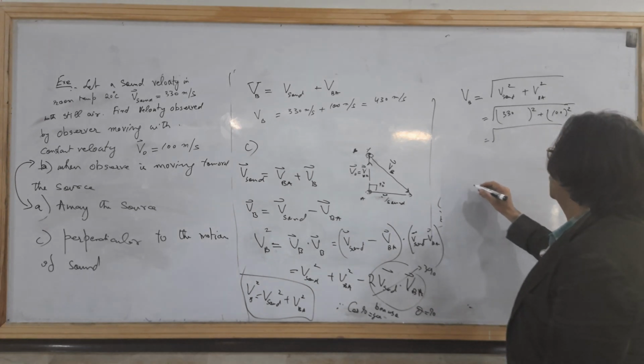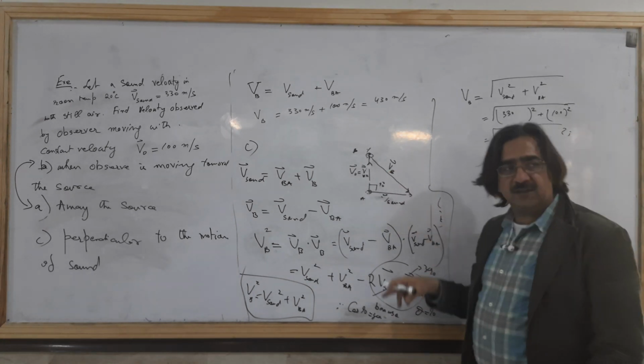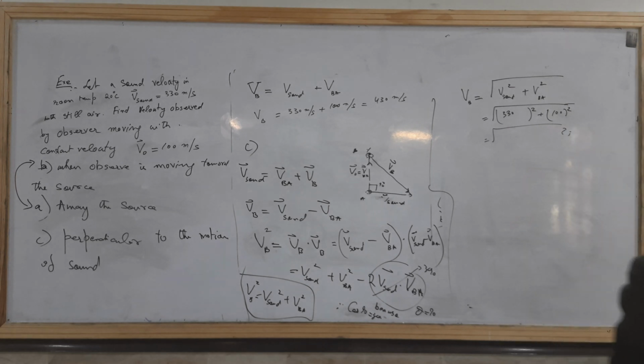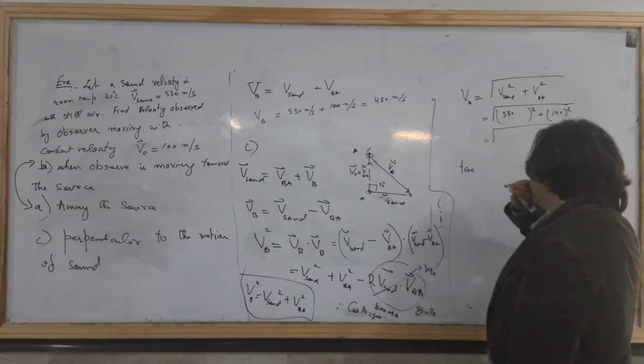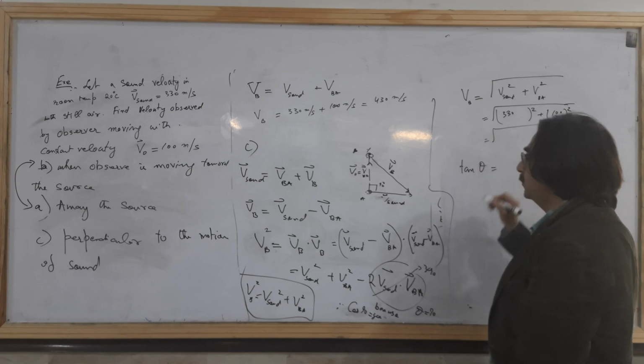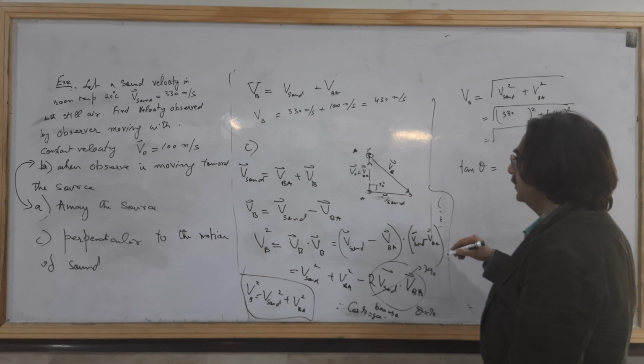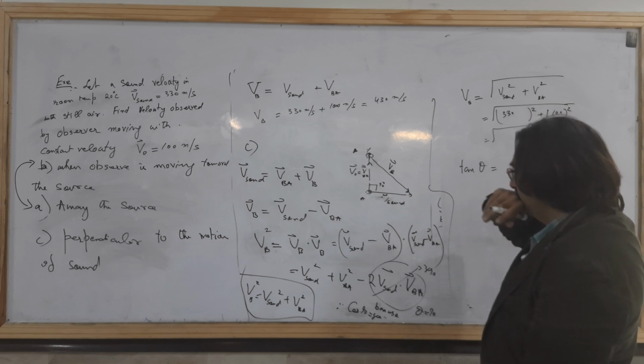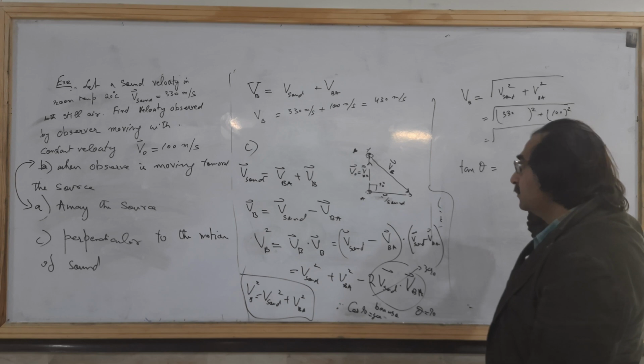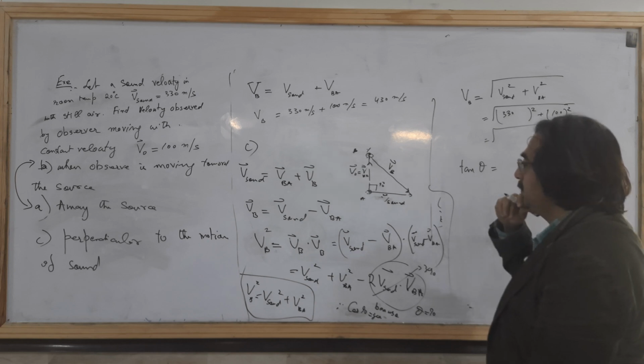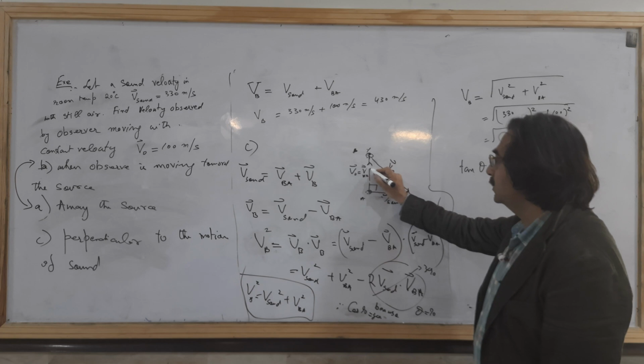Okay, and we have to find the direction because it is a vector. In that case it is along the axis, because the angle theta was 0. But in this case, we use tan theta. If I say that this is angle theta, so this will be theta.